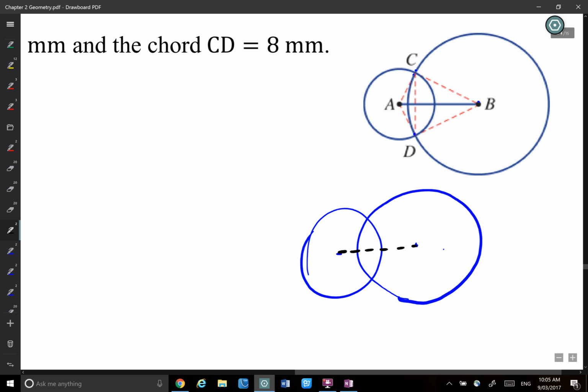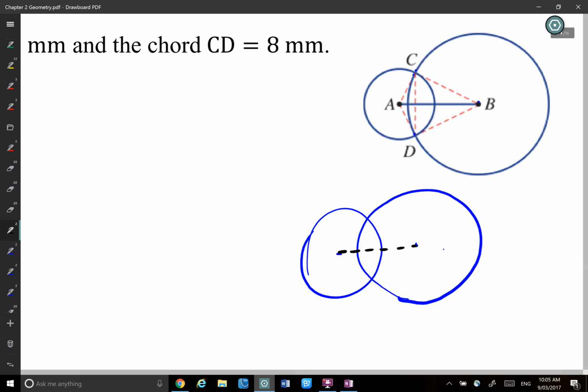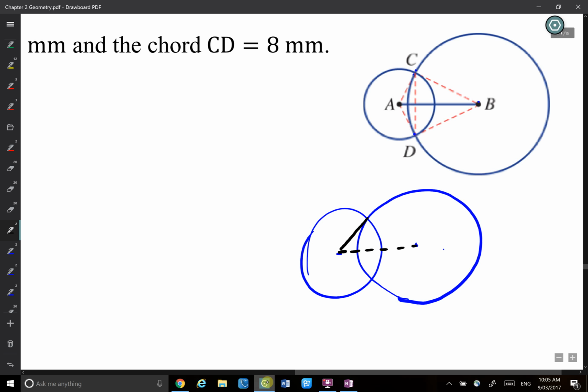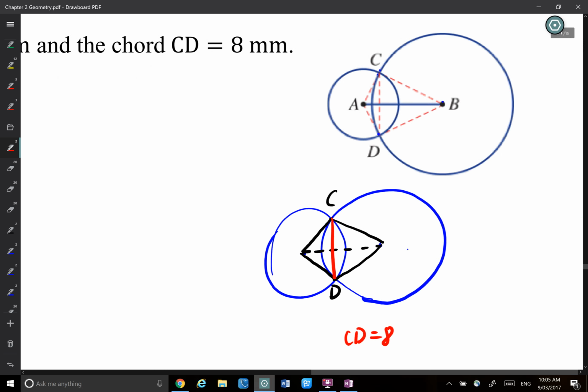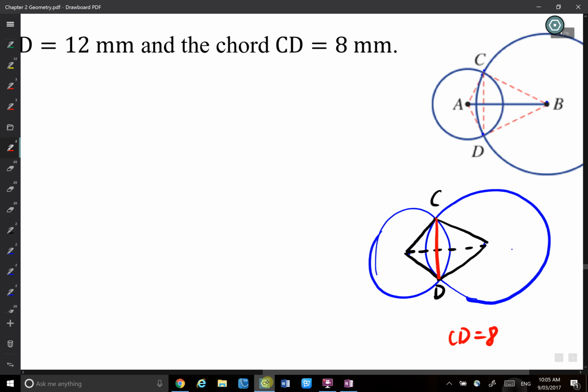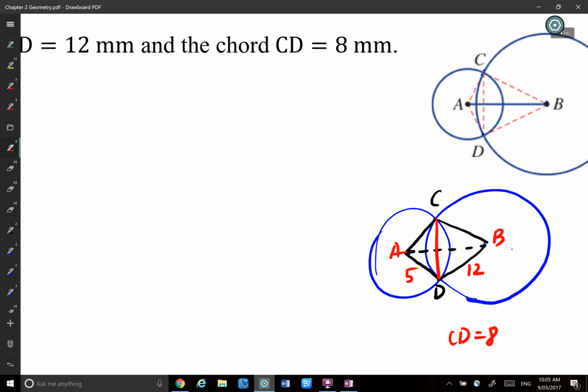You want to know the length between the 2 centers. But you connect the point C here, that's the point C, you connect those 2. And that's the point D. And you connect C and D. So the information you know is CD equals to 8. AD equals to 5, BD equals to 12, which give you the radius of the 2 circles.